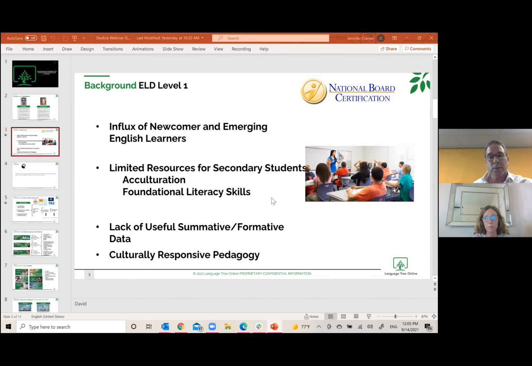And culturally responsive pedagogy. We want our students to be able to see themselves in the lessons and the materials that we present to them, so they know that they are part of that context, if you will, but really looking at some aspects of culturally responsive pedagogy. So these are some of the key components for really accelerating language for our newcomers.